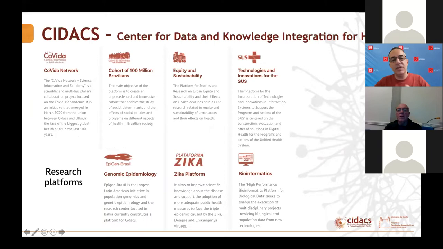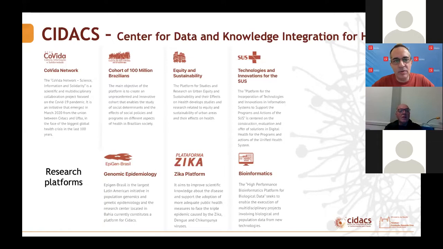Research in CIDACS is basically organized in terms of research platforms. We have around 110, 120 people, made up of researchers, postgraduate students, some undergraduate students, and postdoctoral researchers. And all these people are organized in terms of different research platforms.